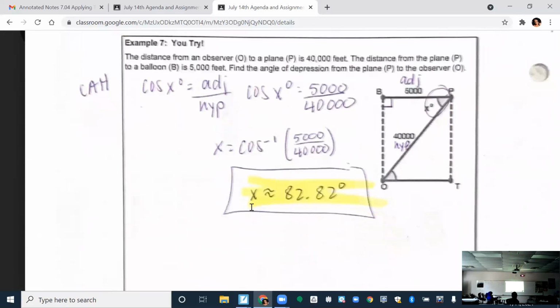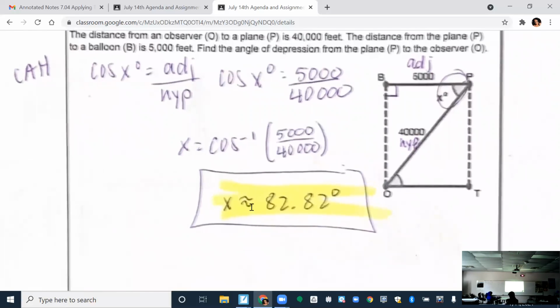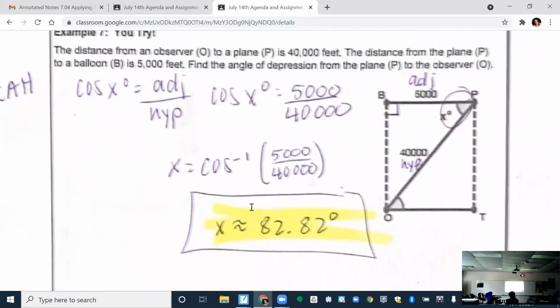All right, one more you try. Maybe you did it, maybe not. But we have number 7, you try. So distance from observer to plane is now 40,000 feet. So now we have the hypotenuse labeled. The distance from the plane to the balloon is 5,000 feet. That's already labeled. Find the angle of depression from the plane to the observer. So this angle, it's the angle of depression because it's going from the plane to the observer. So it's that angle.